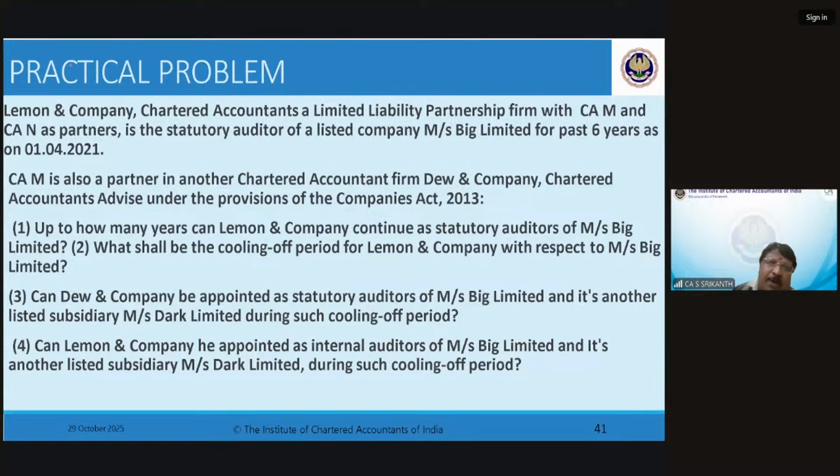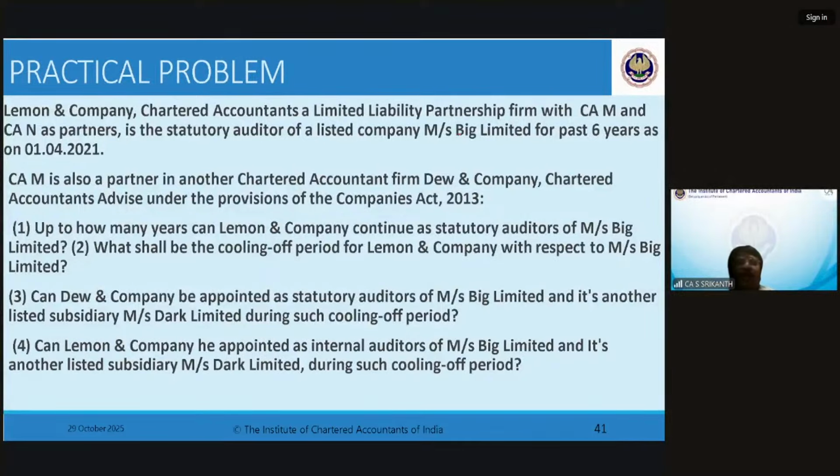Lemon and Company, Chartered Accountants, a limited liability partnership firm with partners CAM and N, is the statutory auditor of a listed company, Big Limited. Do you notice here it's clearly given listed company? Because if it's a listed company, straight away rotation will apply. You can't say nothing is given. Here it's clearly given listed. By giving that word listed, they automatically inform you that appointment of statutory auditor is subject to rotation and cooling period.